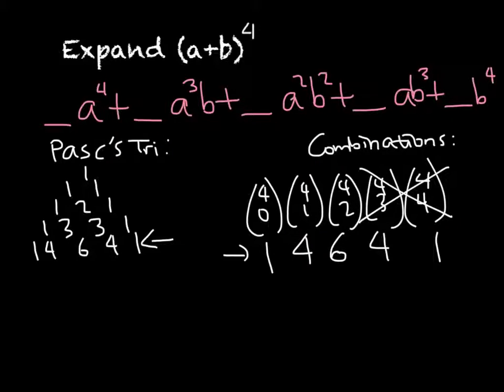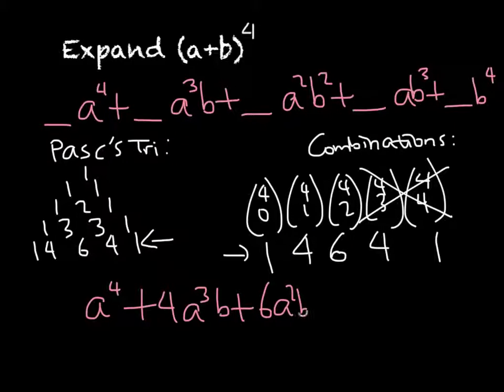Either way, we get the same coefficients for our expansion, so we can say that it's equal to a to the 4th plus 4a cubed b plus 6a squared b squared plus 4ab cubed plus b to the 4th.